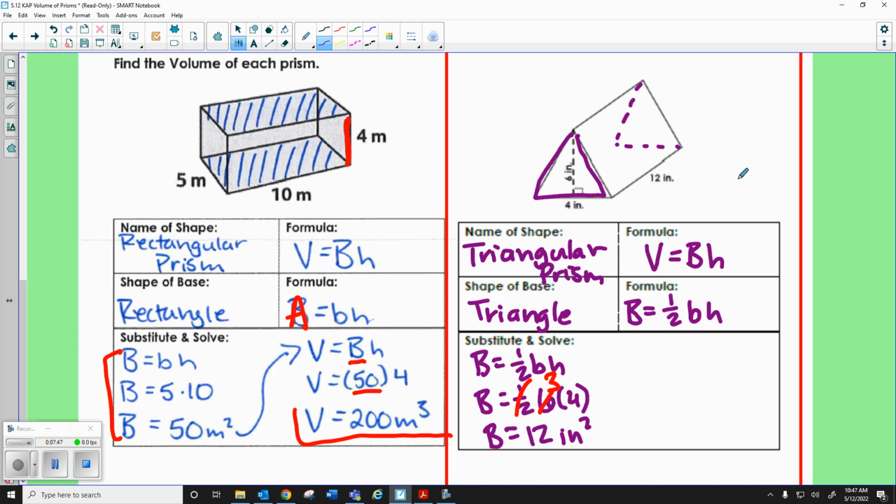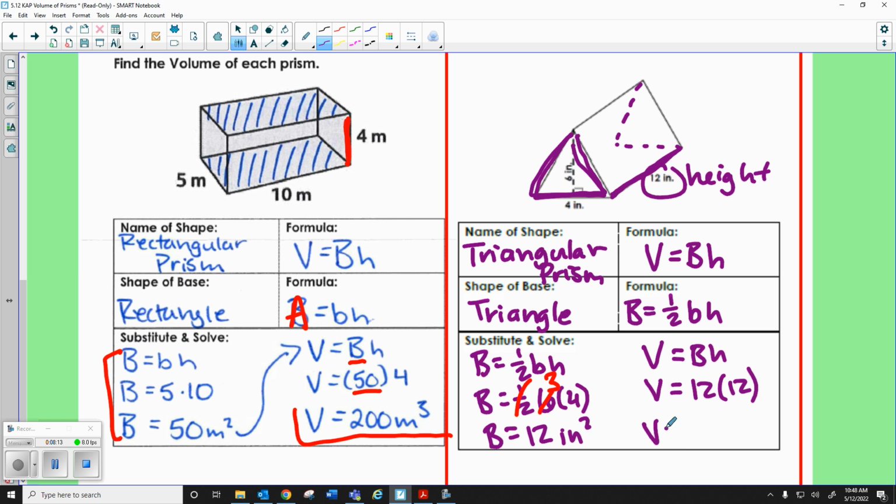Okay, now I'm going to substitute that into the volume formula. Volume is equal to 12. That's the area of the base. And again, the height is talking about what's connecting those two bases. If it helps you, think of this triangular prism and stand it up so that it's sitting on its base. You'll see that 12 is talking about the height of that prism. Okay, so that's going to be times 12. The volume of the whole thing is going to be 144 cubic inches.